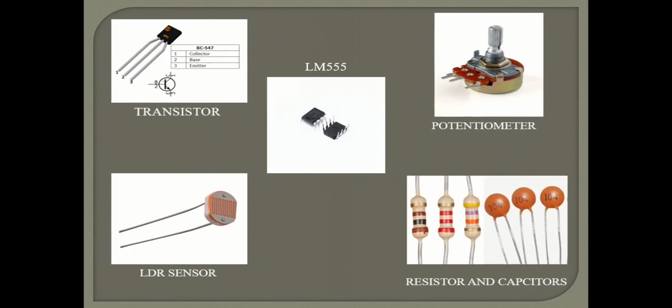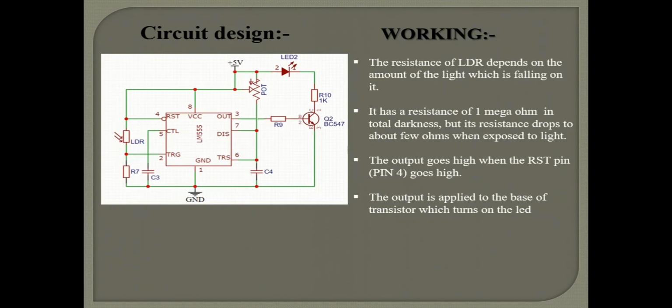The components used in this project are a transistor, which is used as a switch, an LM555 IC, a potentiometer, an LDR sensor, a few resistors and capacitors. The 555 IC is used to control the circuit. Pin 8 is connected to the 5 volts. Pin 1 is connected to ground. The potentiometer is used to adjust the light sensitivity.